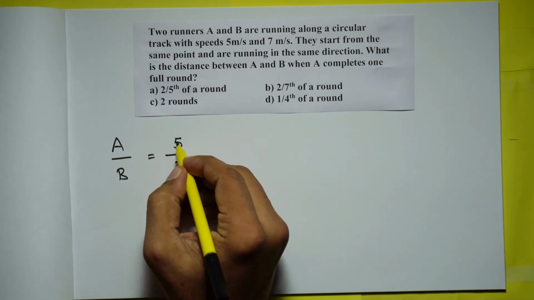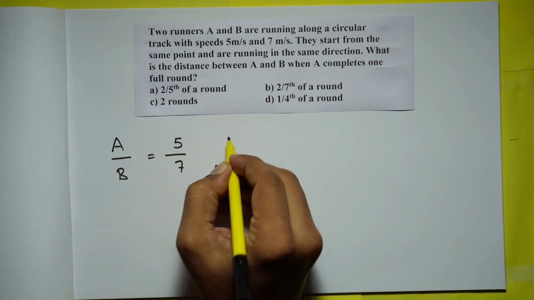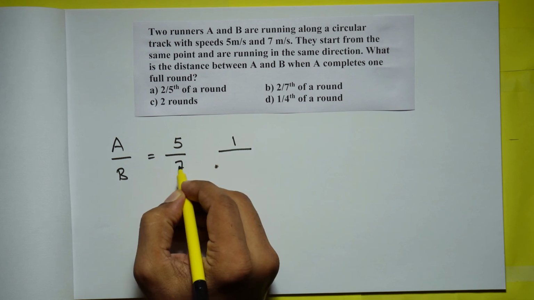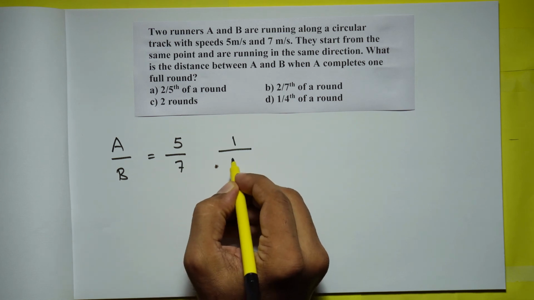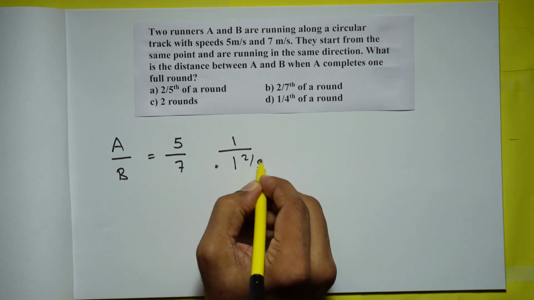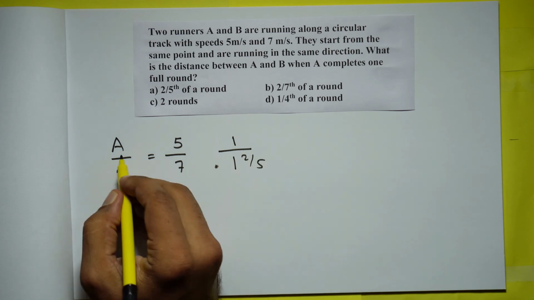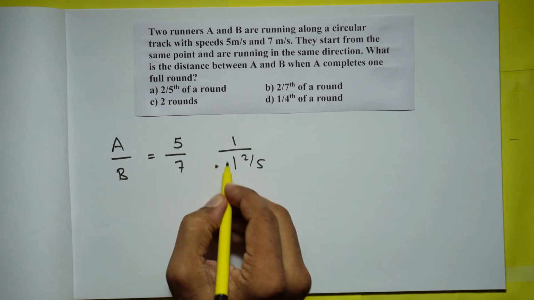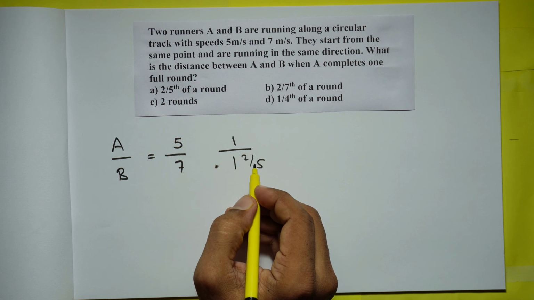When A does 5 rounds, B will do 7 rounds. Now we will divide both these values by 5. So 5 by 5 gives you 1, and here 7 by 5. 7 by 5 is same as 1 and remaining 2 by 5. So when A does 1 round, B will do 1 and 2 by 5th of a round.